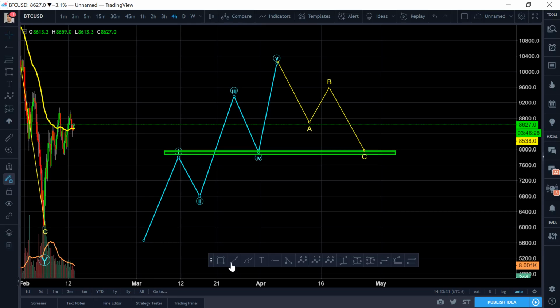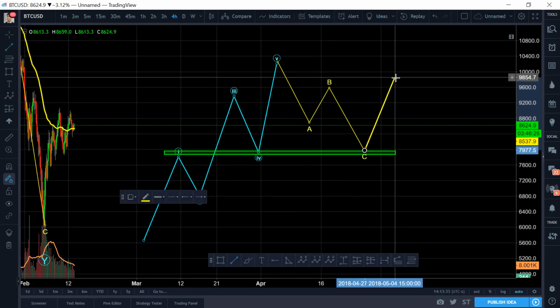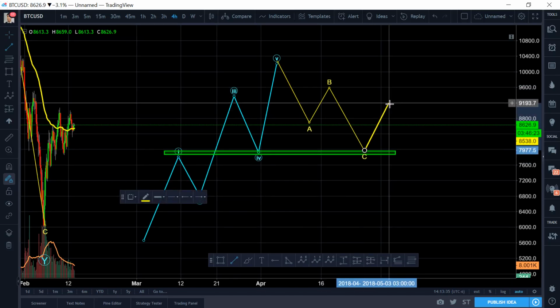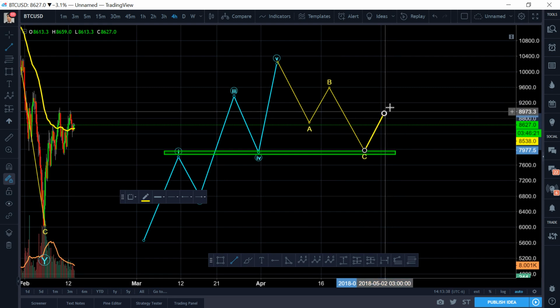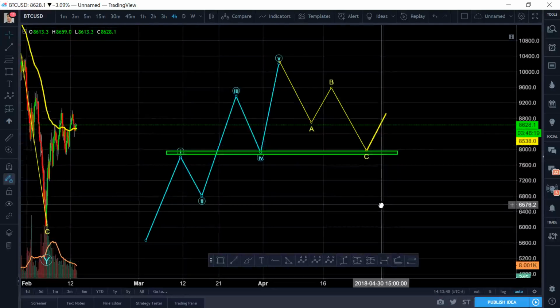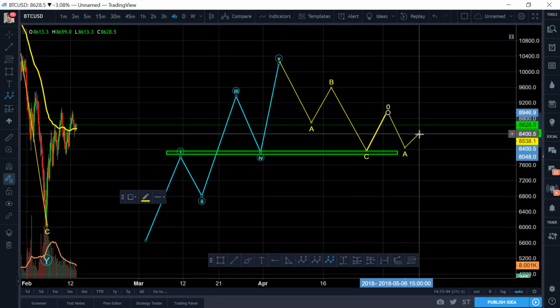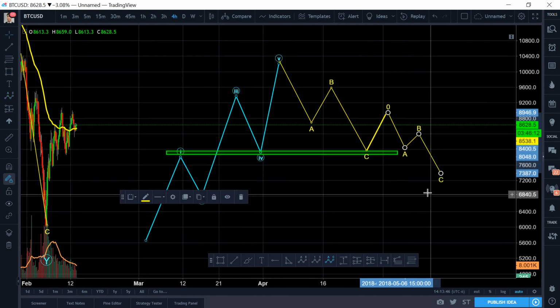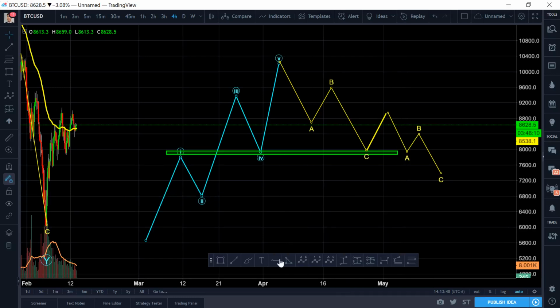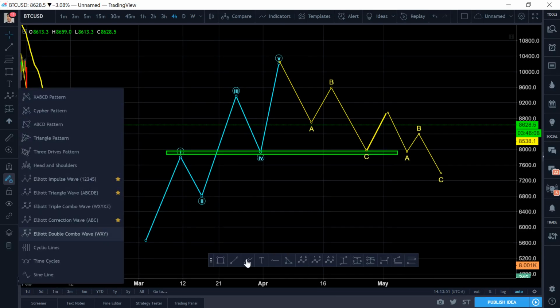So then, after it finishes its ABC, it attempts to break upwards into an impulse wave. And a lot of the times, it'll fail because ABC is simply not enough. So if that fails, it actually makes an extended correction, like how we are in right now. It makes another ABC type of correction, like this. And then we would denote this by WXY.